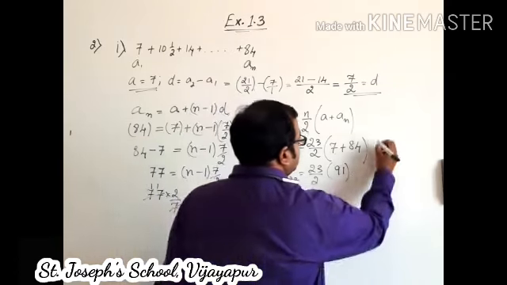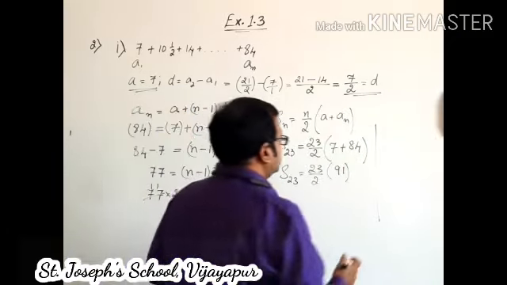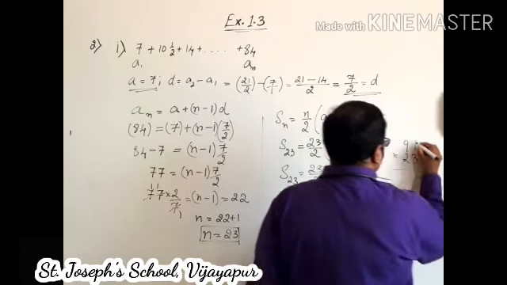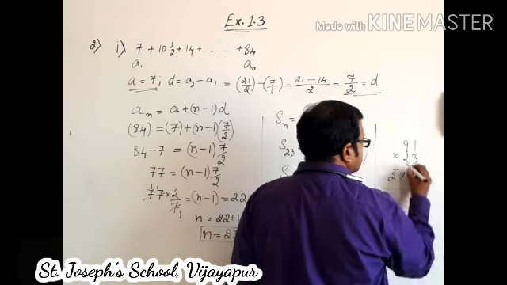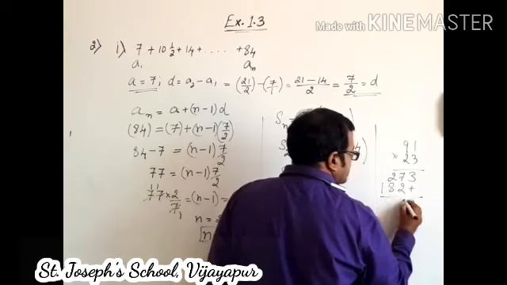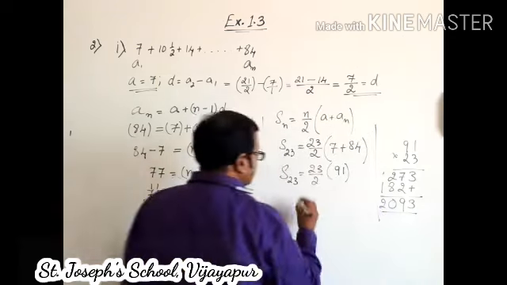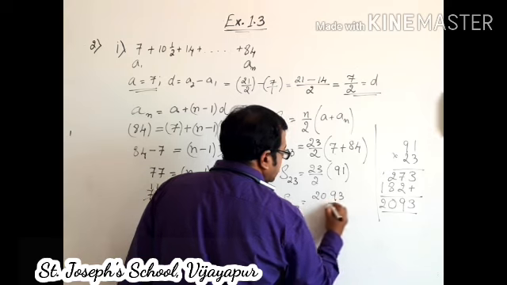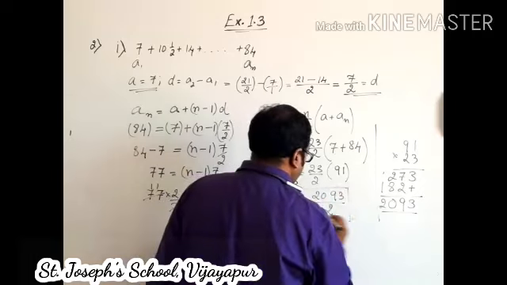Product of 23 and 91, let us try to find out the product of 23 and 91. 3 ones are 3. 3 nines are 27, plus 2 ones are 2. 2 nines are 18. So 3, 7 plus 2 is 9, 8 plus 2 is 10. One carry, that is 2093. So S23 can be written as 2093 divided by 2. That will be the sum of 23 terms.